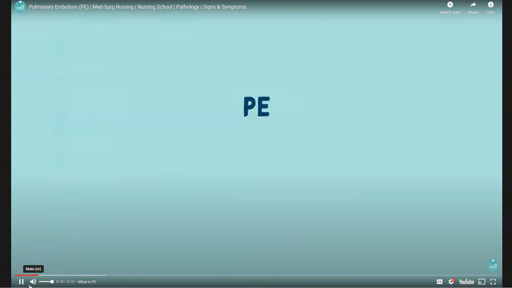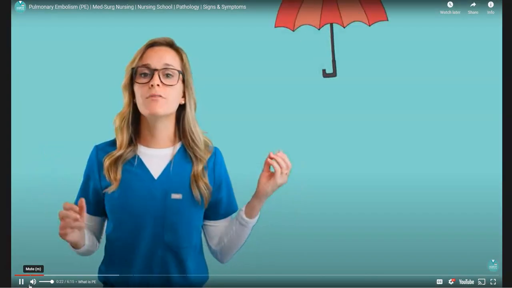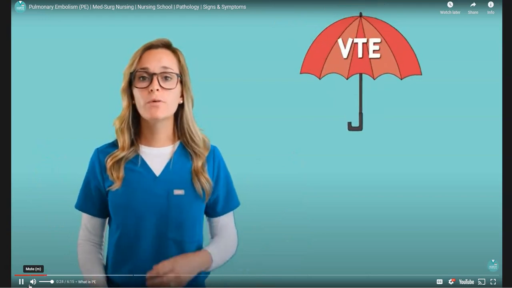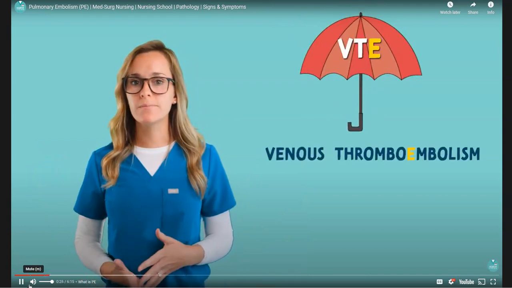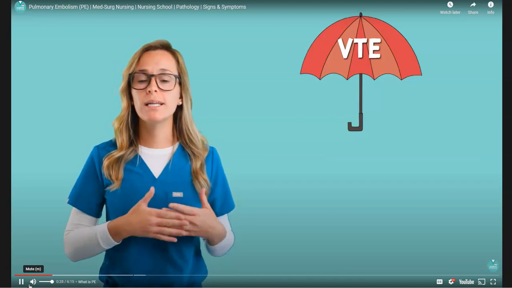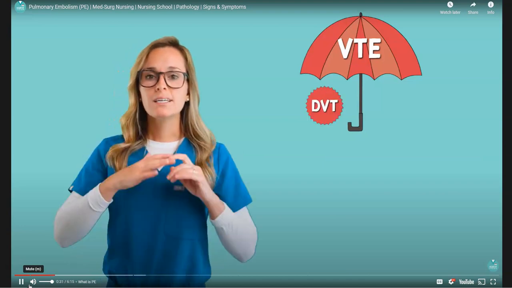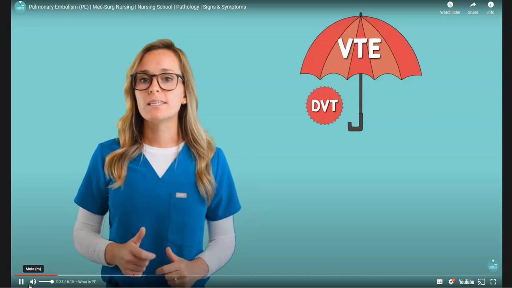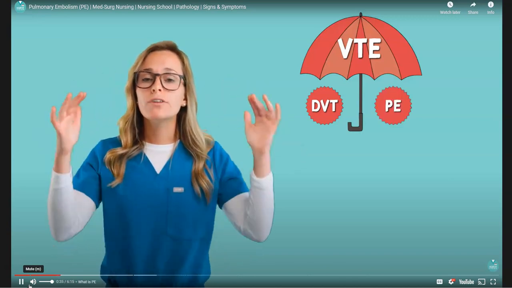By talking about what a PE is. PE stands for pulmonary embolism. This falls beneath the large umbrella of a VTE, which stands for venous thromboembolism. These are clots which occur in any vessel of the body. DVTs, deep vein thrombosis, and PEs both fall under that umbrella of VTE. I have an entire video talking about DVTs. A link should be popping up if you want to check that out.